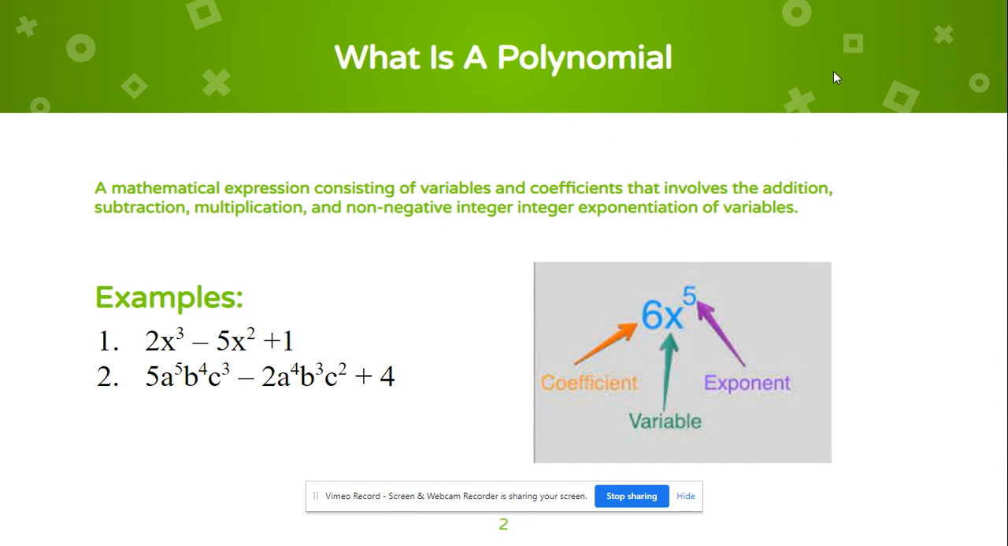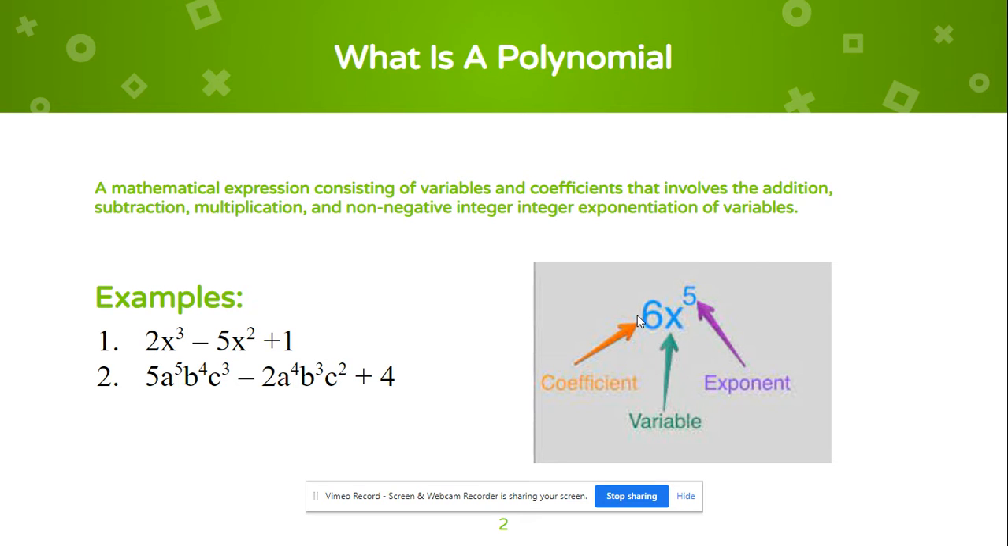Basically, it's a mathematical expression that consists of variables and coefficients that involve the addition, subtraction, multiplication, and non-negative integer exponentiation of variables. So these are some examples of what a polynomial looks like.